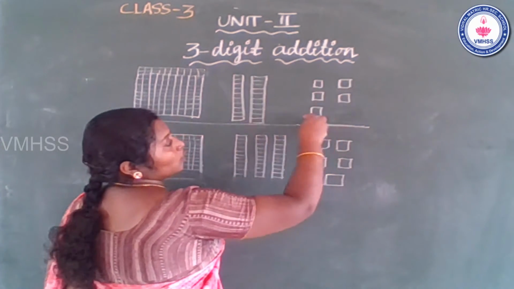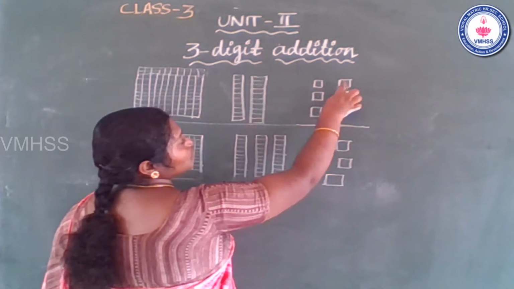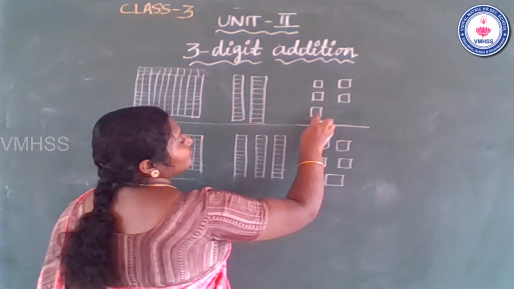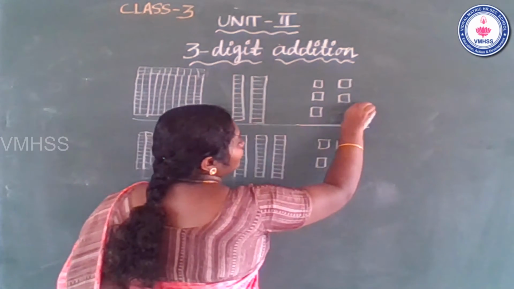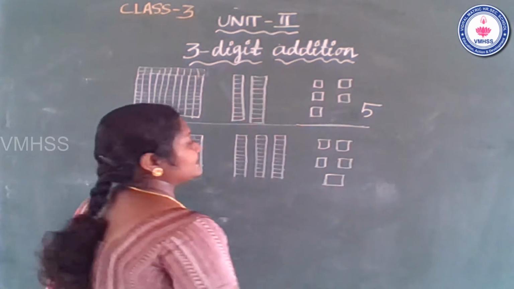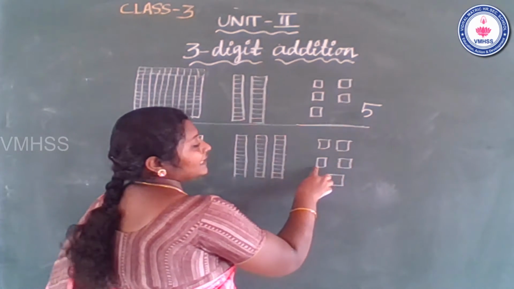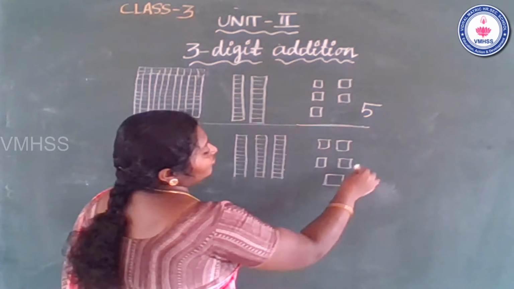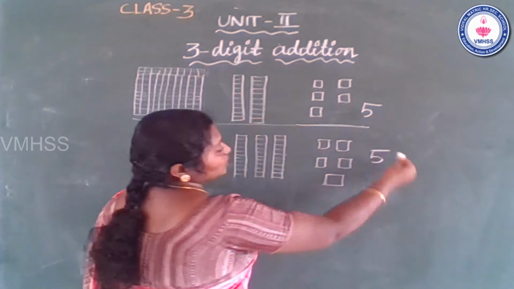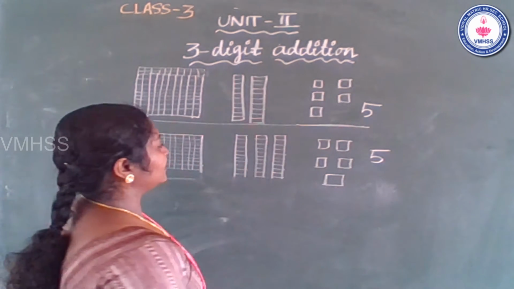So, how many ones are there? 1, 2, 3, 4 and 5. So, first one is 5. Okay, students. So, how many ones are there? 1, 2, 3, 4 and 5. Okay. So 5.